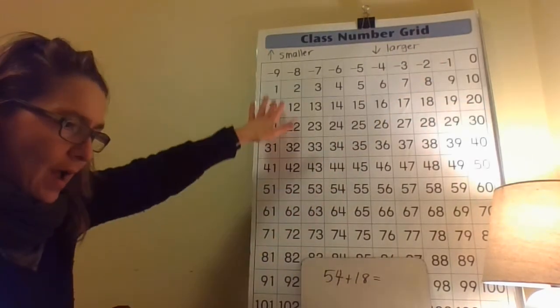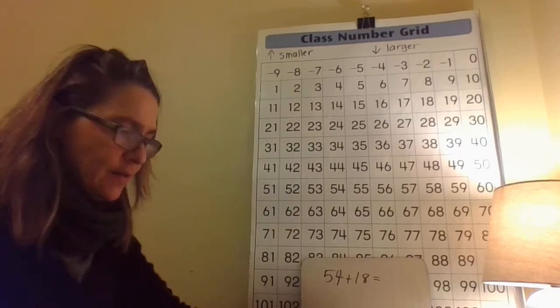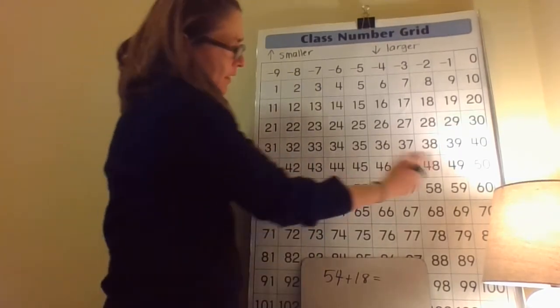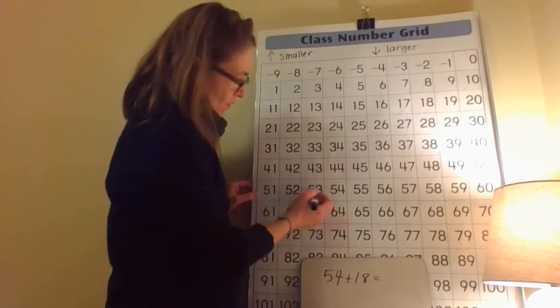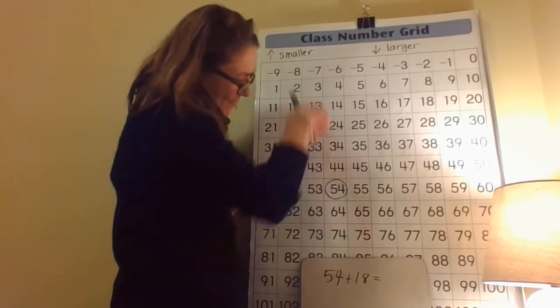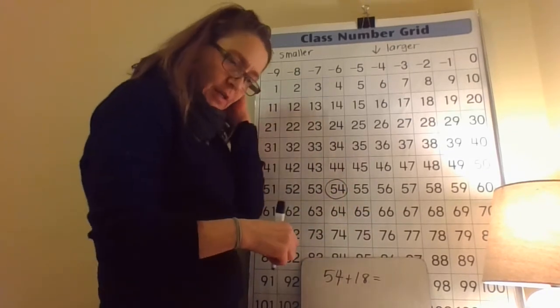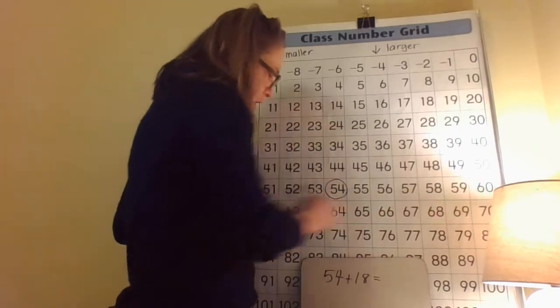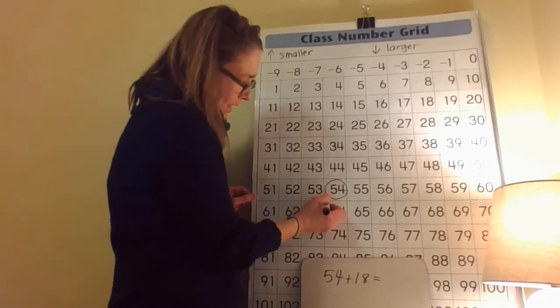All right, so I would find 54. And it's right here, 1, 2, 3, 4. And when you go down the number grid, you are increasing in value. When you go a whole row, you are adding 10.